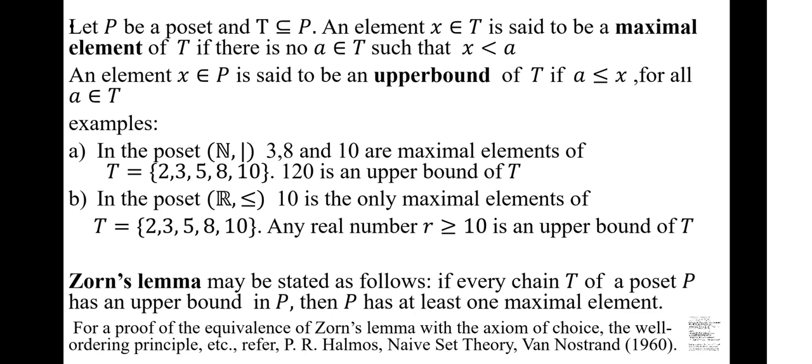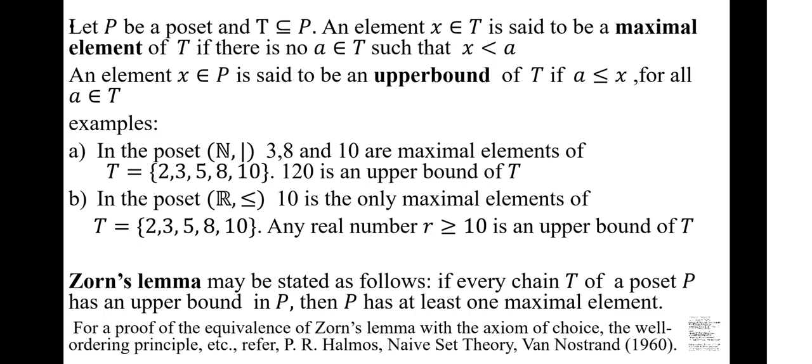as a poset P, and I have taken T to be the set containing the numbers 2, 3, 5, 8 and 10. For this subset T of n, with respect to division, we see that the numbers 3, 8 and 10 are maximal elements. All these three elements, 3, 8 and 10, are maximal elements of T. And 120 forms an upper bound of T with respect to division again.